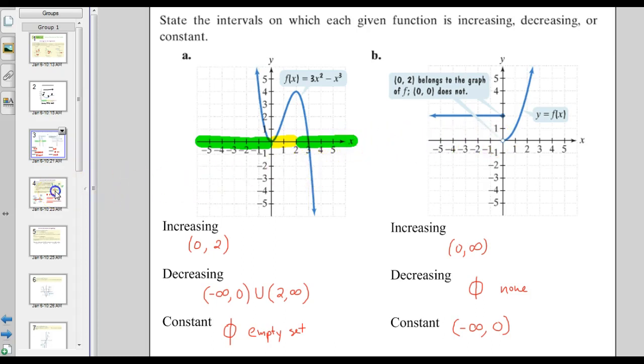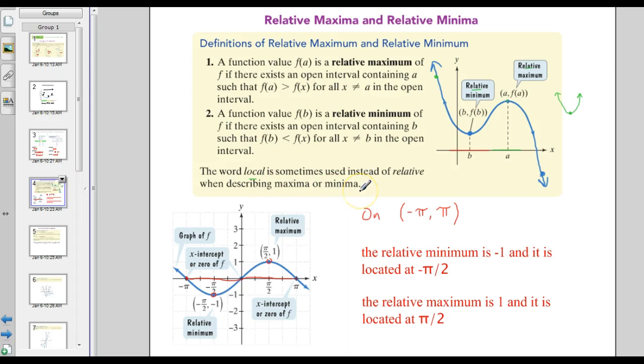So where is it always x's, and what in this case is the y. What is the relative minimum? It's -1. All right, where is it? It's located at negative pi over 2. Okay, so where is x and what is y.